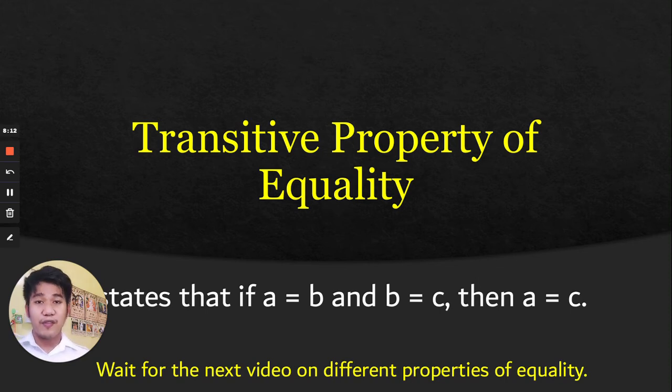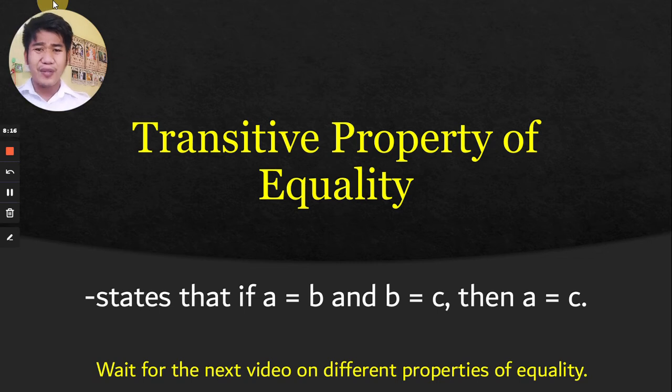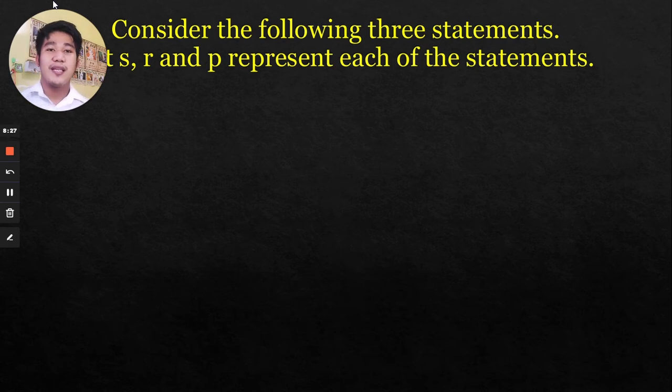Here it is. Recall the transitive property of equality, which states that if A is equal to B and B is equal to C, then A is equal to C, right? So wait for the next video on different properties of equality, like what I've said before. Here, consider the following three statements.